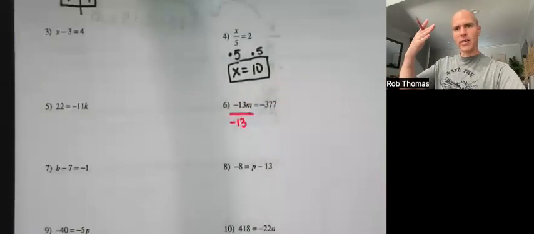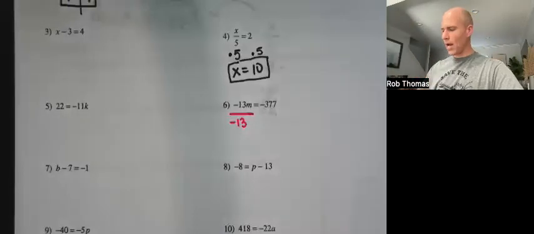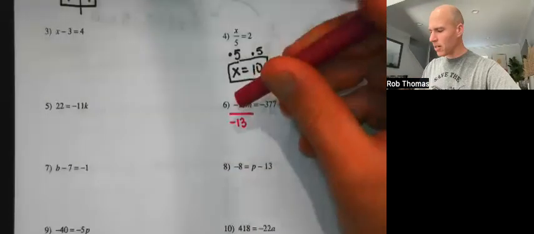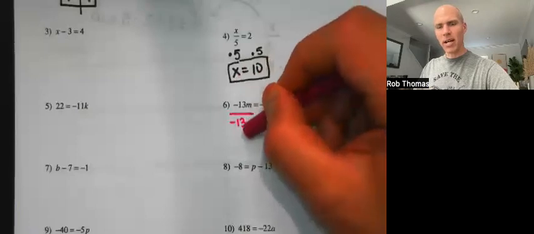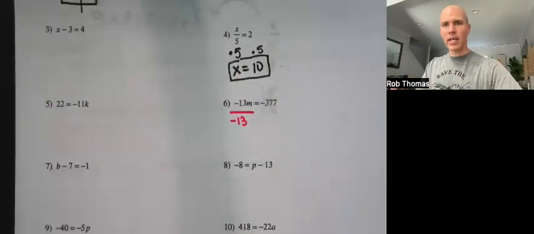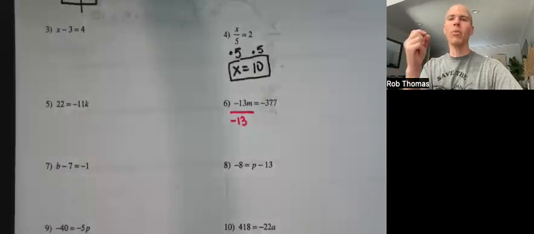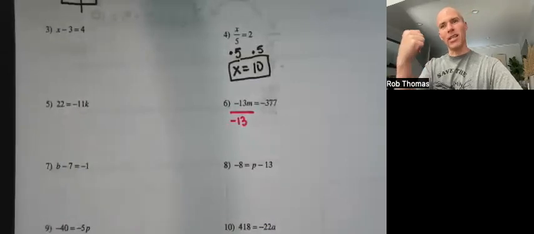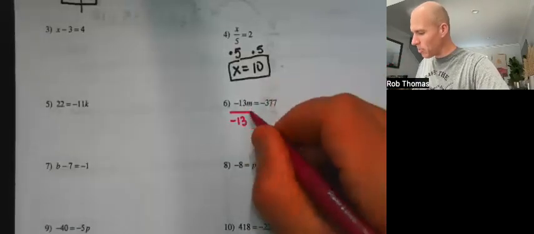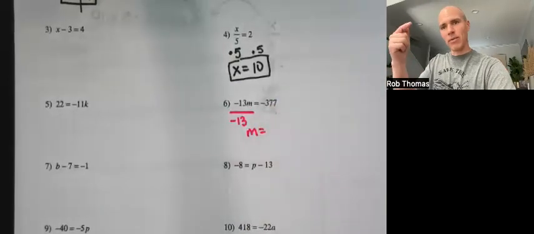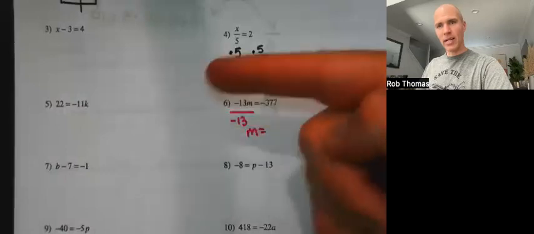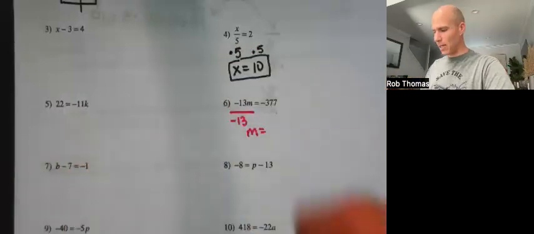Now the idea here is any number divided by itself is 1, right? Thinking of this as a fraction, I've got negative 13 on the top and negative 13 on the bottom. They should cancel out and make a 1, leaving me with just 1m, which is always my goal, just having m by itself so that the other side of the equal sign can tell me how much that m is worth. So this becomes m equals, well, if I divided by negative 13 on that side of the equal sign, I have to divide by negative 13 on this side too.